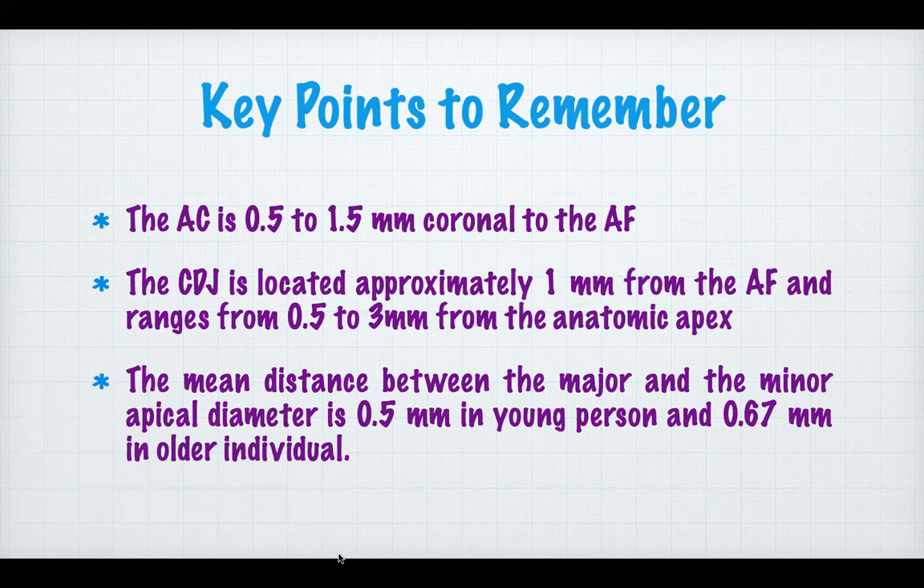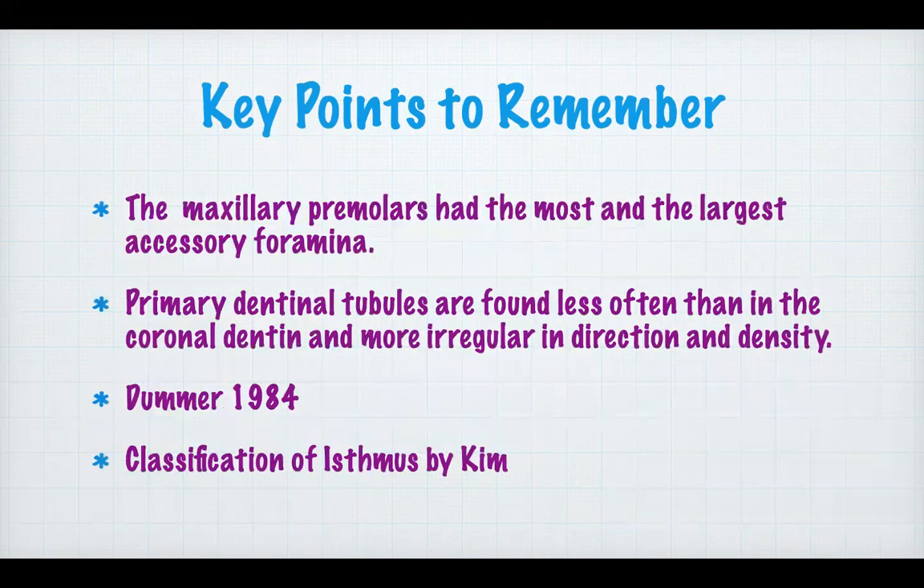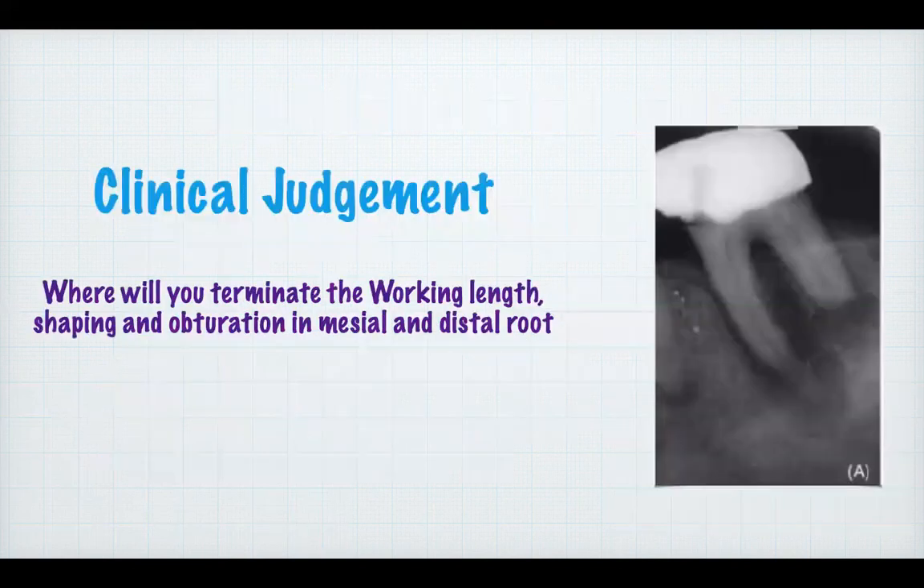The mean distance between the major and the minor apical diameter is 0.5 mm in young persons and 0.67 mm in older individuals. The maxillary premolar had the most and the largest accessory foramen on the basis of scanning electron microscope study. Primary dentinal tubules are found less often than in the coronal dentin and more irregular in direction and density. And you have to remember the Dummer classification and the classification of isthmus by Kim.